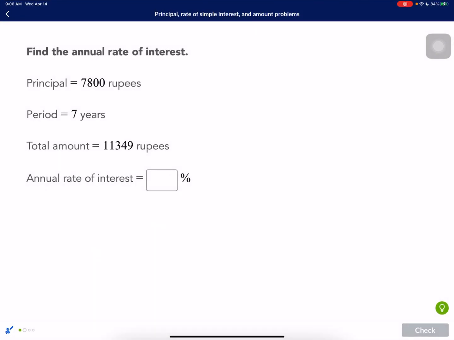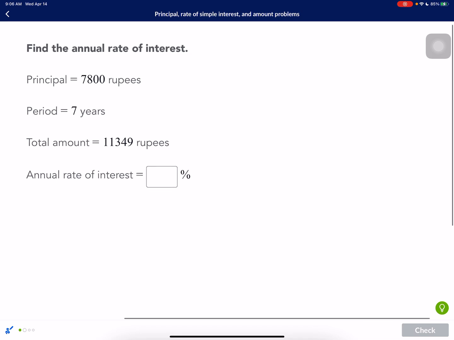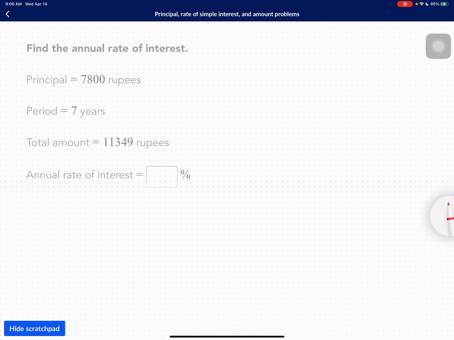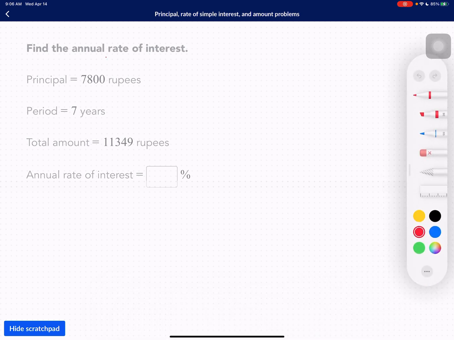Okay, so I wanted to do a few examples of this Khan Academy on finding simple interest. We're not only finding simple interest here, we're using the simple interest formula to solve for missing pieces. So you'll see in this problem, it says find the annual rate of interest. This one wants us to find the rate, okay? So the rate is a part of the interest formula.